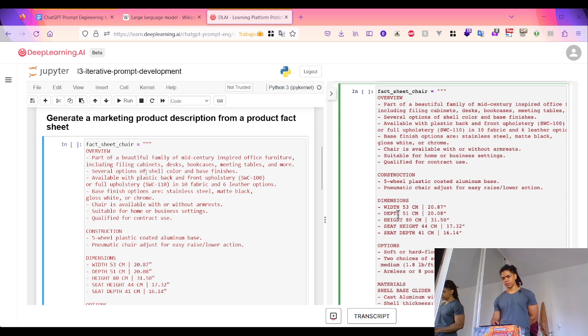Overview. Generate a marketing product description from a product fact sheet. Part of a beautiful family of mid-century inspired office furniture, including filing cabinet, desk, bookcase, meeting tables, and more. Several options of shell color and base finishes, available with plastic back and front upholstery or full upholstery, in 10 fabric and 6 leather options.